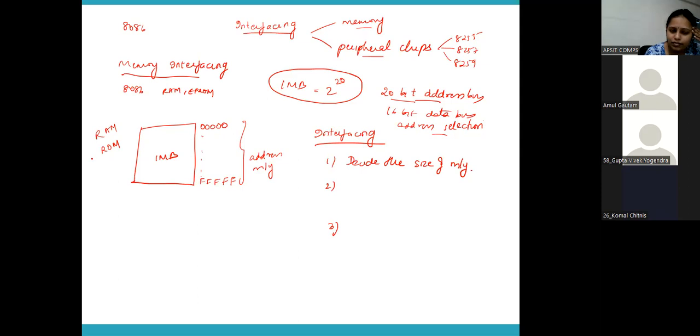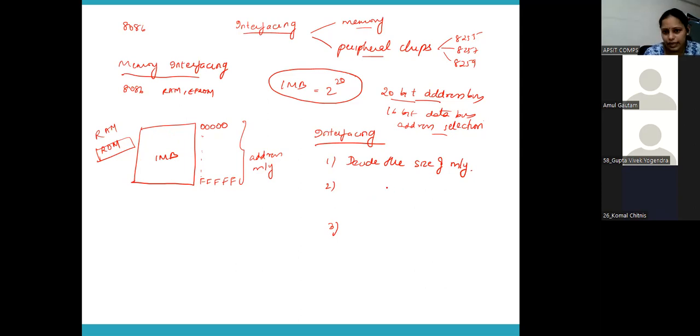Which is the memory which can be written to only once? ROM. Read only memory means you can write to it only once, and the rest of the time you can do a read operation only. You can have mainly two categories of memory which you want to interface, RAM or ROM. So you have to decide how much of your memory is going to be RAM and how much is going to be ROM. That is what is meant by deciding the size of the memory.